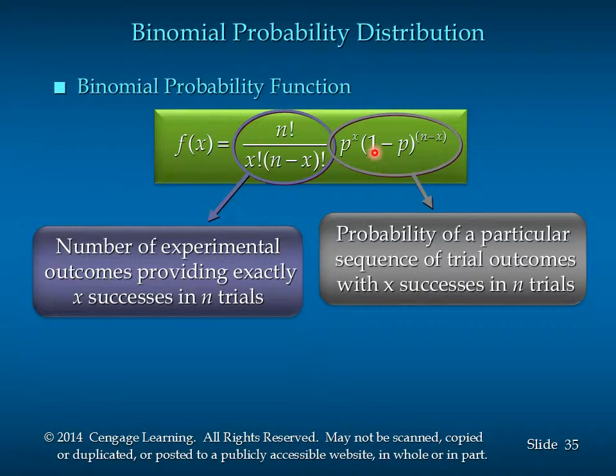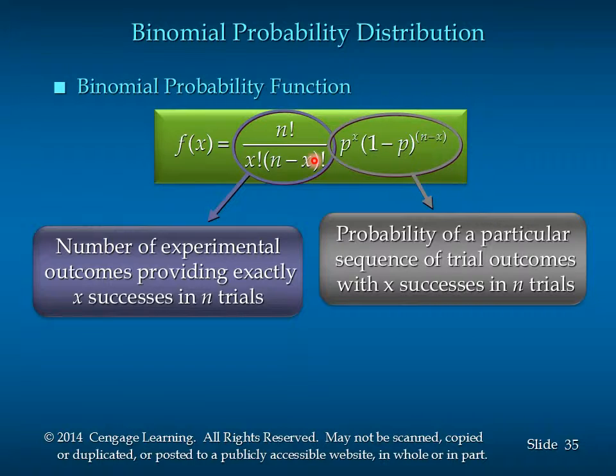I'm not just going to read this, just make sure you understand it. It's a probability of a particular sequence of trial outcomes. And that X is X successes in N trials. So you have X number of successes, you have N trials, and you plug it into this handy dandy formula. Okay, and you come up with your binomial probability distribution.